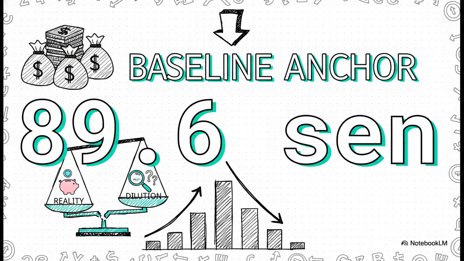And that lets us find our baseline EPS. We just take that actual profit after tax of 905,000 ringgit divided by our basic WANOs of 1,010,000 shares, and we get exactly 89.6 cents. I like to call this 89.6 cents our baseline anchor. It's the strict reality of the company's earnings per share based only on what actually happened. But since we're acting as forensic accountants today, we know this isn't the most conservative picture. Now we need to go find the dilution.